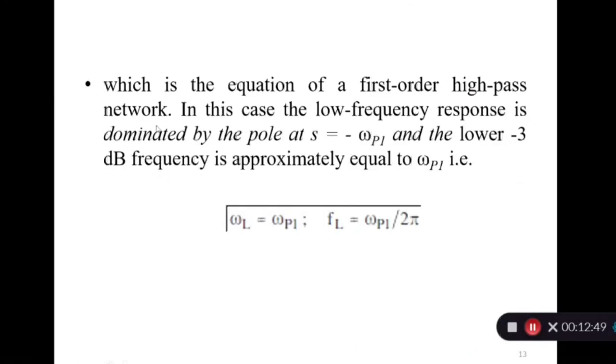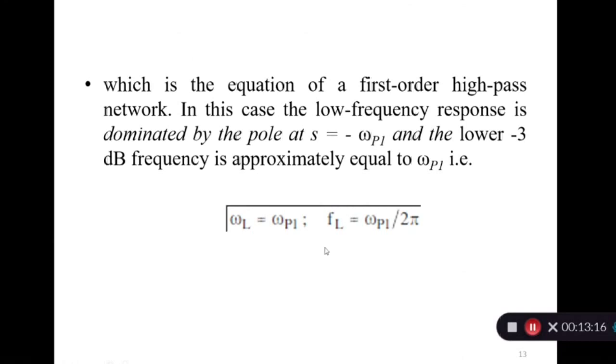Now, this is the equation of a first order high pass network. In this case, the low frequency response is dominated by the pole. How to calculate the pole? s plus omega p1 equals 0, so s equals minus omega p1. And the lower minus 3 dB frequency is approximately equal to omega p1. Means omega L will be equal to omega p1.